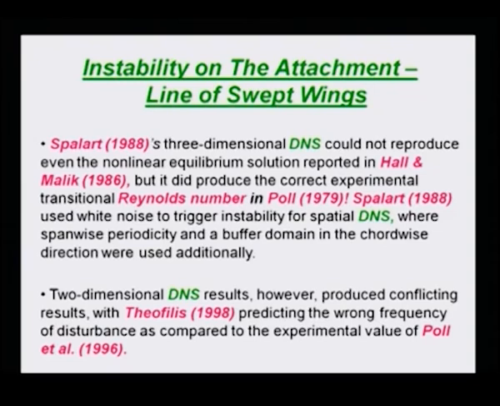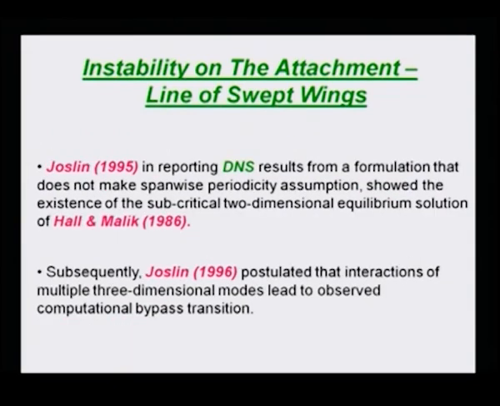2-dimensional DNS were performed by Theophilus, who predicted the wrong frequency of disturbances as compared to the experimental value of Paul et al. While Spalart's physical model was somewhat flawed, my understanding is Theophilus's failure was totally due to wrong numerics and not posing the right problem.